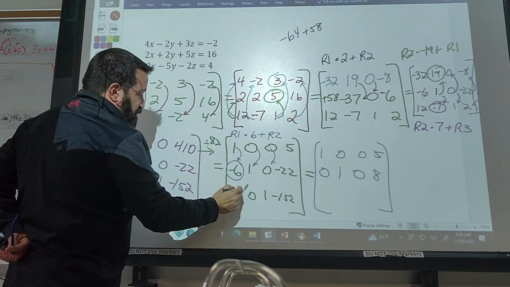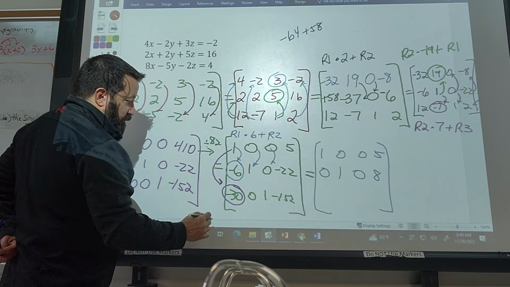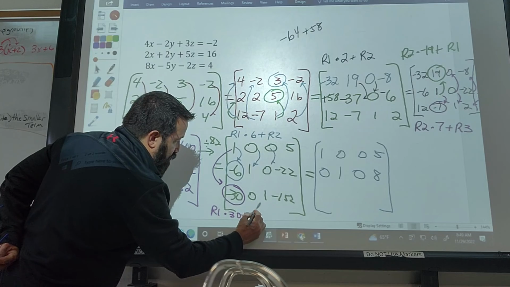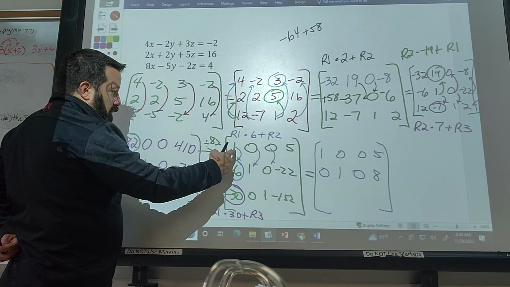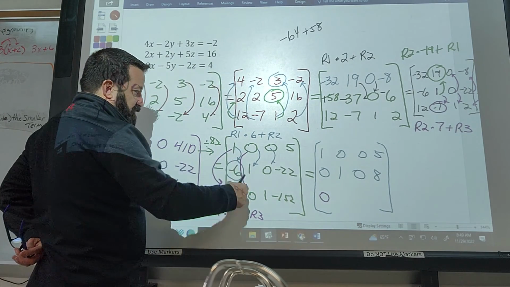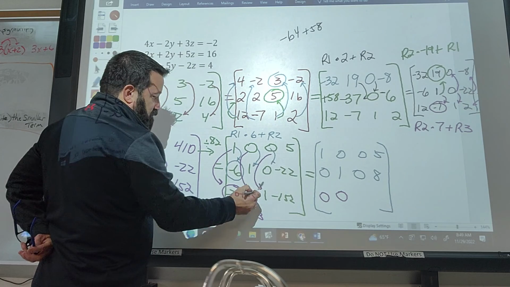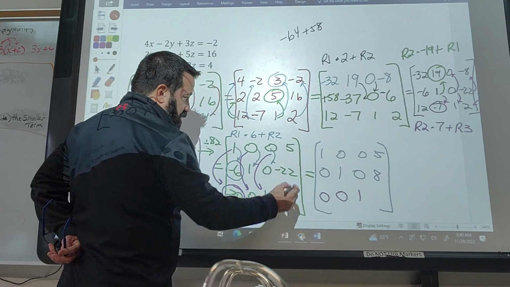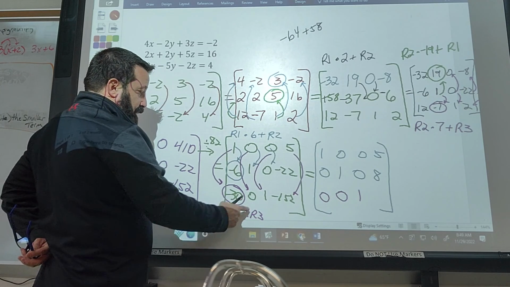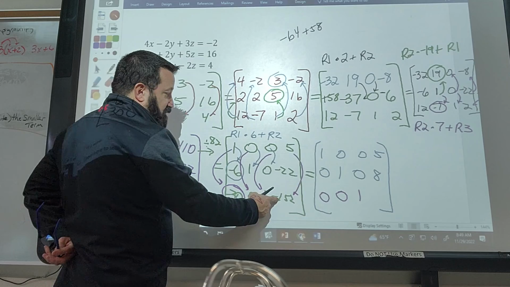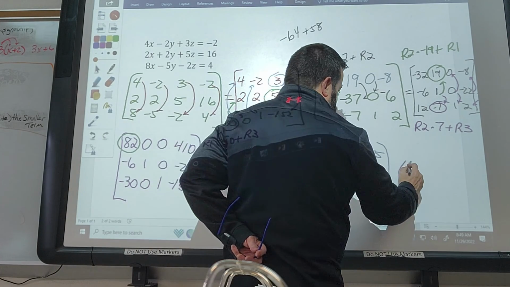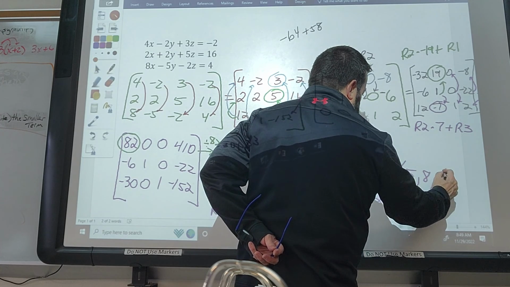Lastly, I'm going to turn this into a 0. So I have to take row 1 times 30 and add it to row 3. So 1 times 30 plus negative 30 is 0. 0 times 30 plus 0 is still 0. 0 times 30 plus 1 is still 1. Here's where it pays off. The 5 times 30 is 150, plus a negative 152 or minus 152 is a negative 2. So now I get down to my final answer is 5, 8, negative 2.